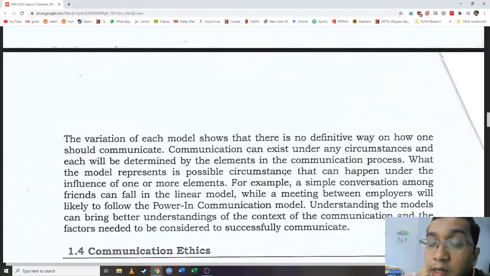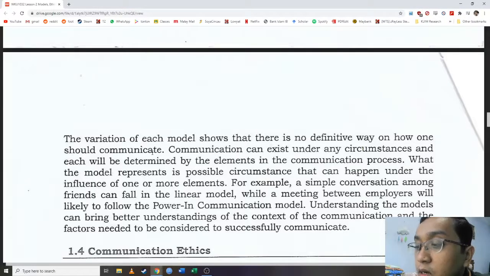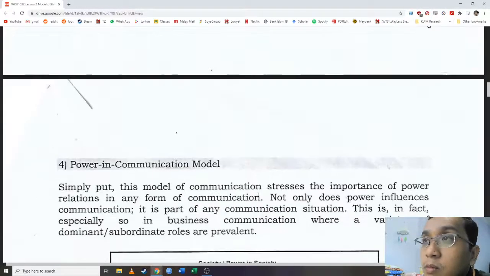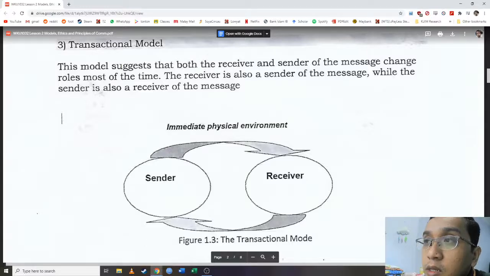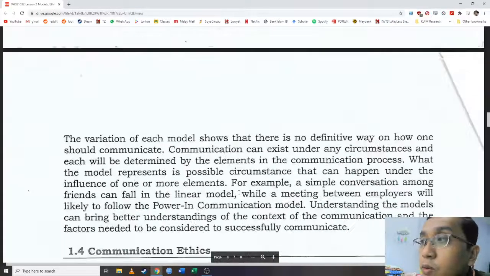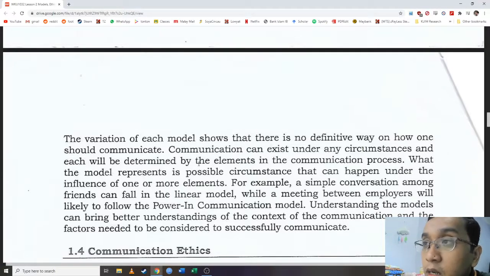So the reason why we are actually covering the models of communication is because I need everyone to understand that there is no definitive way on how one should communicate. You cannot just use one strategy when it comes to communication. You have to consider all the other aspects. You have to consider the culture of someone, the society, the power, who has more power in that communication. You also have to consider the physical environment, and then the encoding and the decoding. You cannot just simply use one strategy, one technique in communication, especially later when you start working, especially as students.